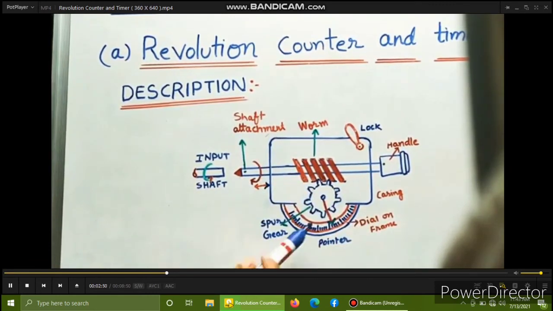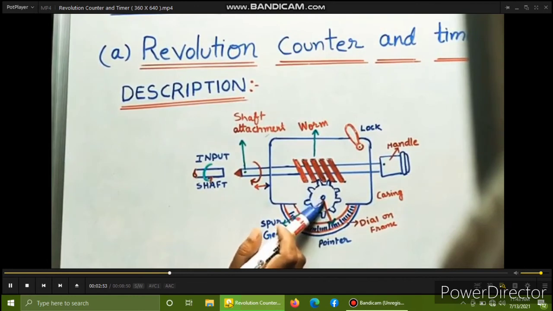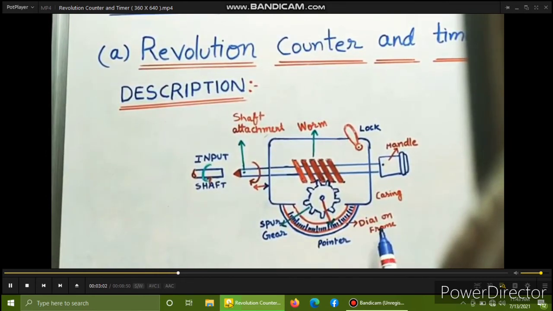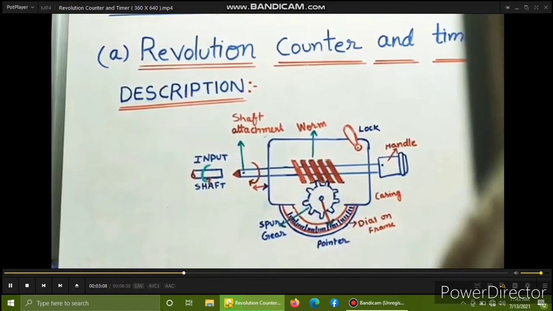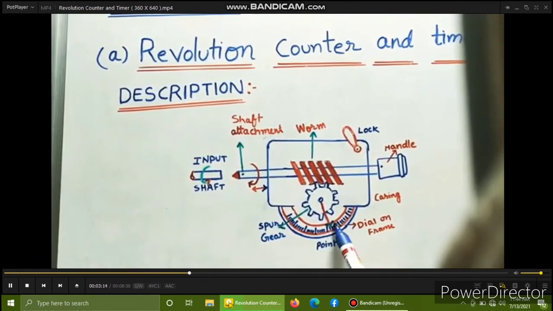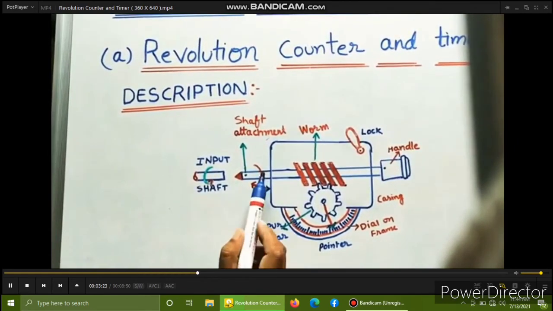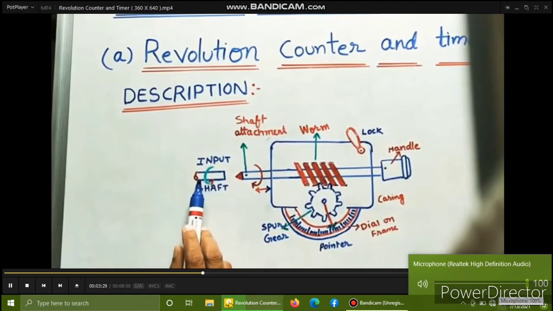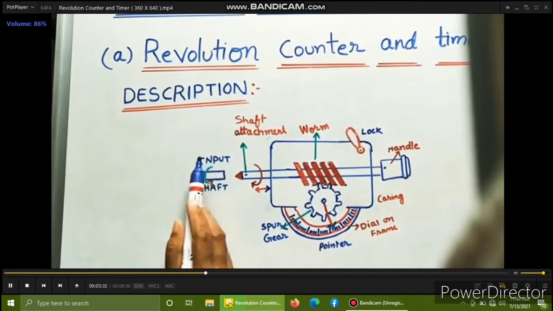One pointer is connected to the shaft at the middle. Here one dial gauge is there, a circular scale, which we can call the dial on frame. On the frame there is a circular scale. Whenever this gear is rotating, the pointer is also rotating, and it shows the reading on this dial gauge or circular scale. This shaft should connect to the input shaft of the engine, turbine or compressor, whatever we have to find the speed of.